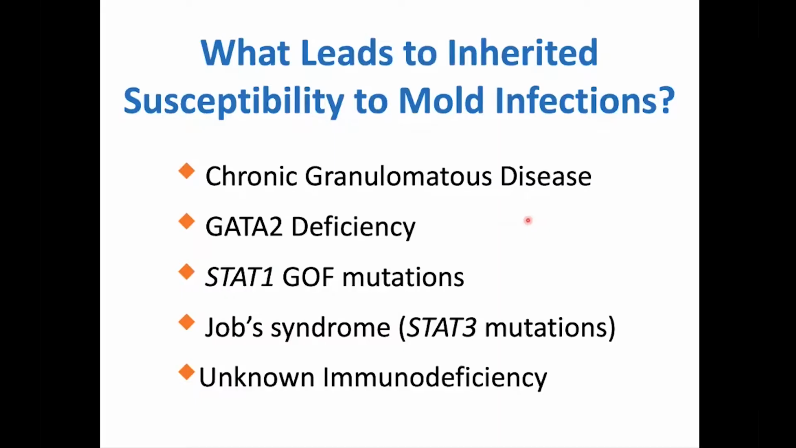So when it comes to inherited susceptibility to mold infections, the prototypic PID is obviously chronic granulomatous disease, which you're all aware of. However, over the last years, GATA2 deficiency and STAT1 gain of function mutations have emerged as important causes. We'll briefly talk about Job's syndrome that also causes mold disease, but a different flavor than CGD. And then there are patients also who develop these infections without yet known immunodeficiencies, and through exomes and genomes, we're actually very interested in understanding what their problems are. Very briefly, I will focus on CGD and Job's.